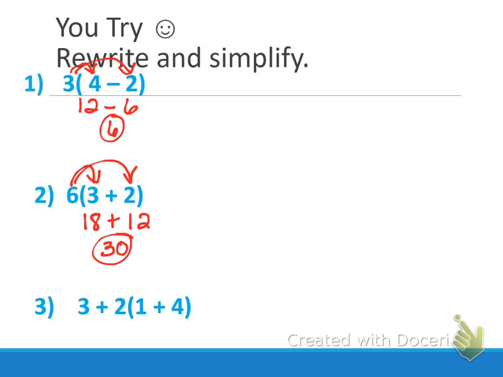Okay, and then here we have 2 times 1 is 2, plus 2 times 4 is? 8. 3 plus 2 plus 8 is? 13. Very good. Okay, now let's do some with some letters.